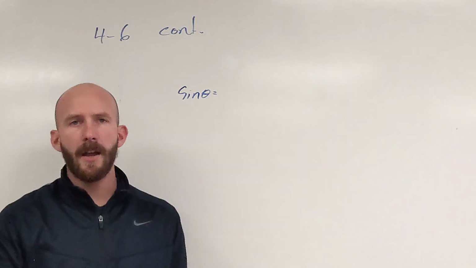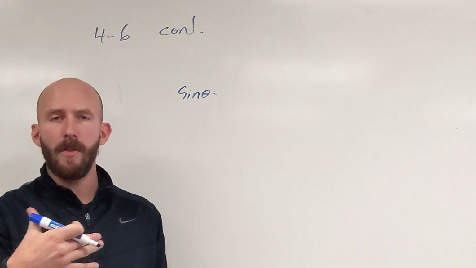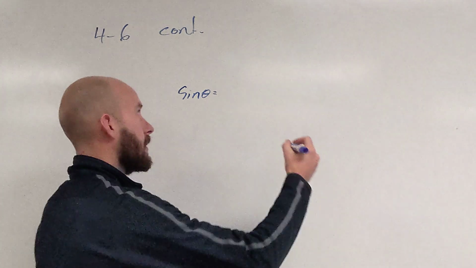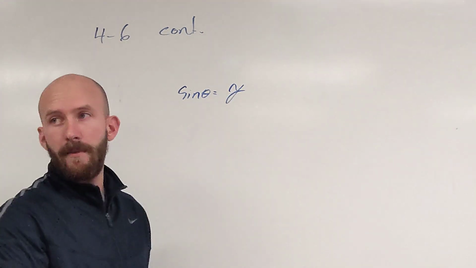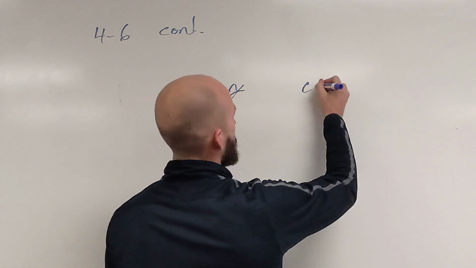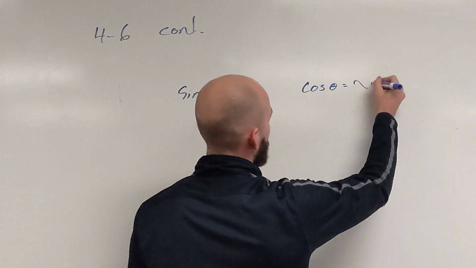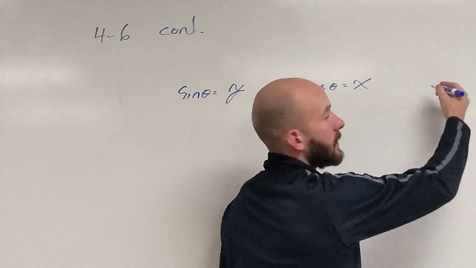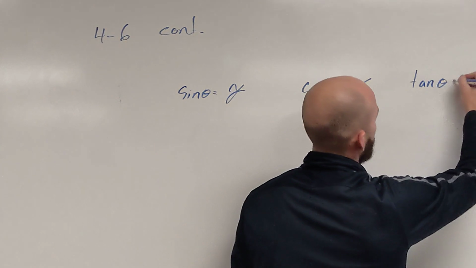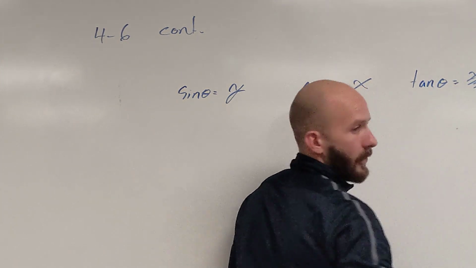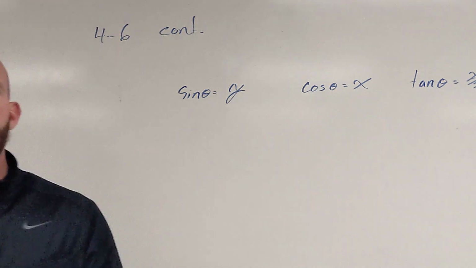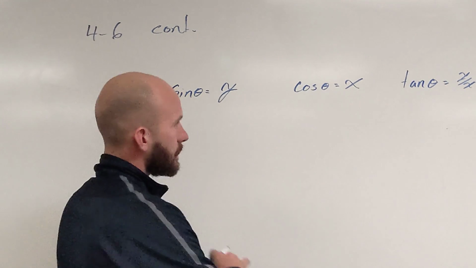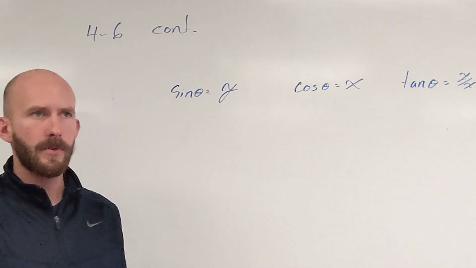So remember, sine is opposite over hypotenuse, but on the unit circle, that's y over r, and since the radius is just 1, it ends up just being the y value, okay? And then cosine just goes with the x value. And tangent is y over x. Okay? So that should all be kind of a review for you guys, right?